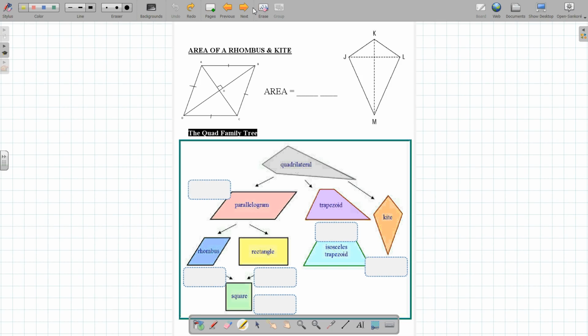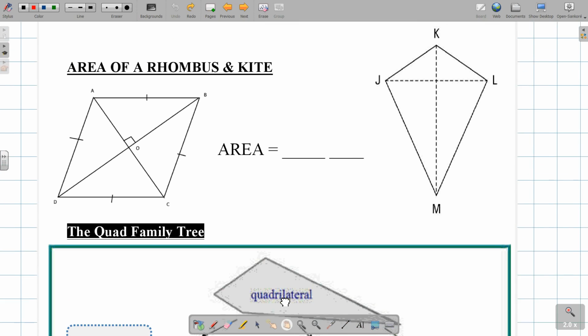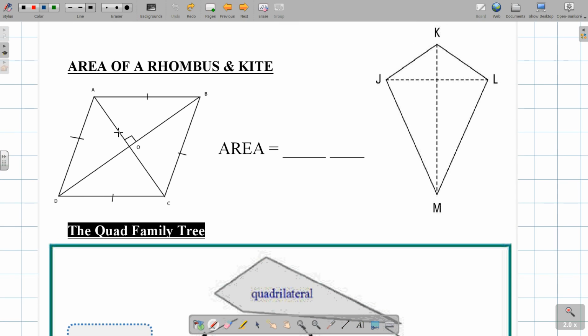Last one, rhombus and a kite. The reason why these are together is they have the same equation. And what makes them the same? I'd like you to trace the diagonals. If you have 2 different colors, do so. Both of these diagonals, they make right angles. So that's why they share the same equation, because they have that same property to find the area of a rhombus.